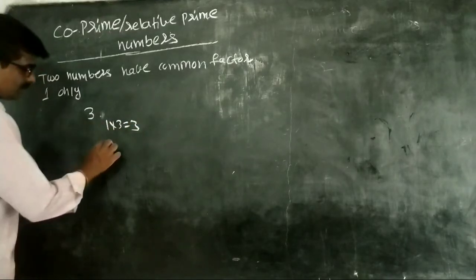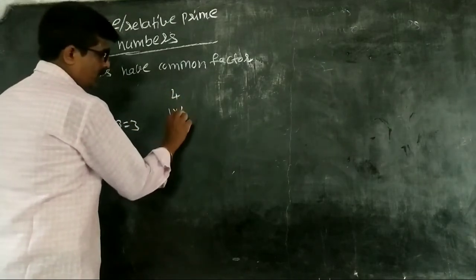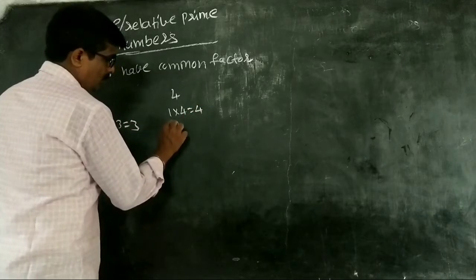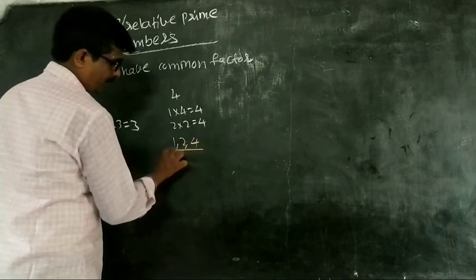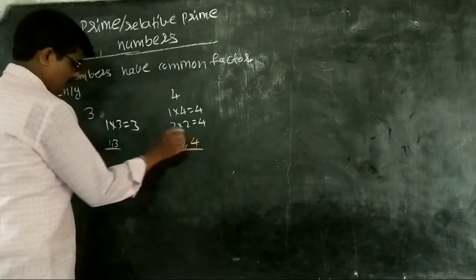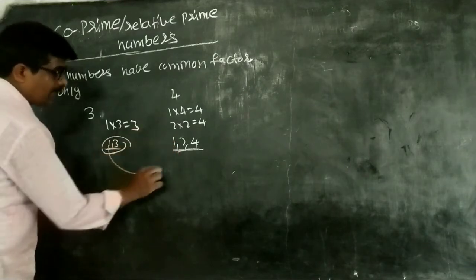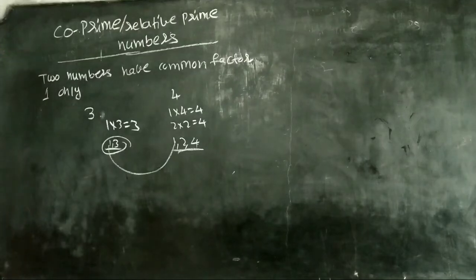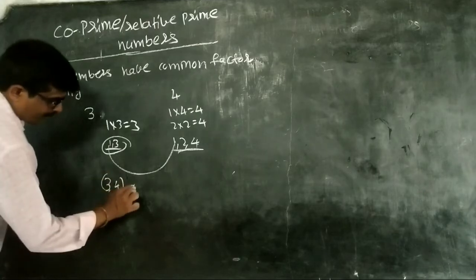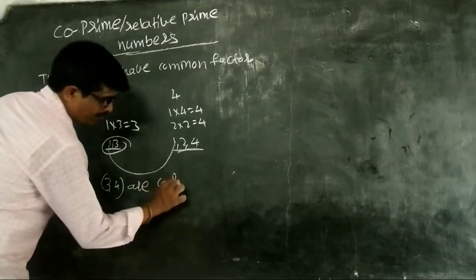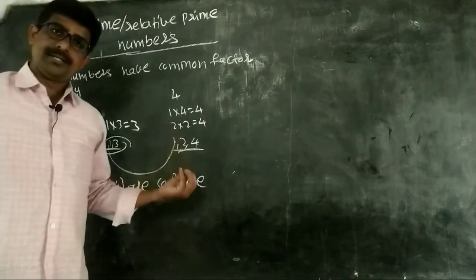Next, if I take 4, 1 times 4 is 4 and 2 times 2 is 4. What are the common factors? The factors of 4 are 1, 2, 4. The factors of 3 are 1 and 3. So which are common? Only 1 is common. Therefore 3 and 4 are co-prime numbers, or relatively prime.